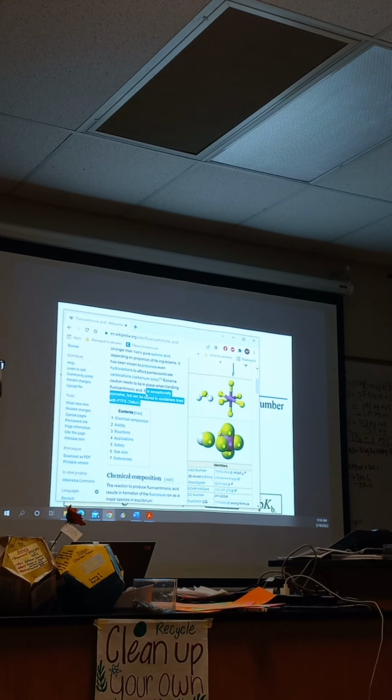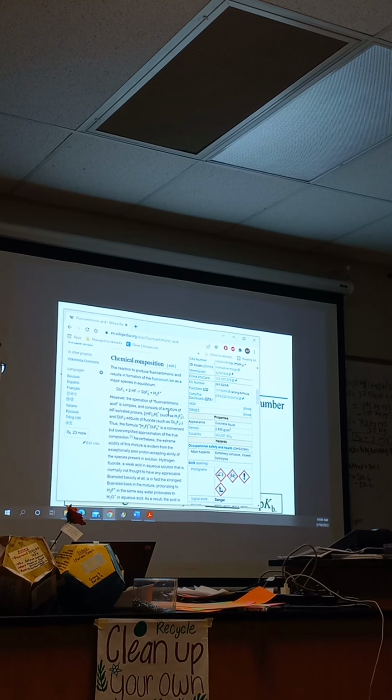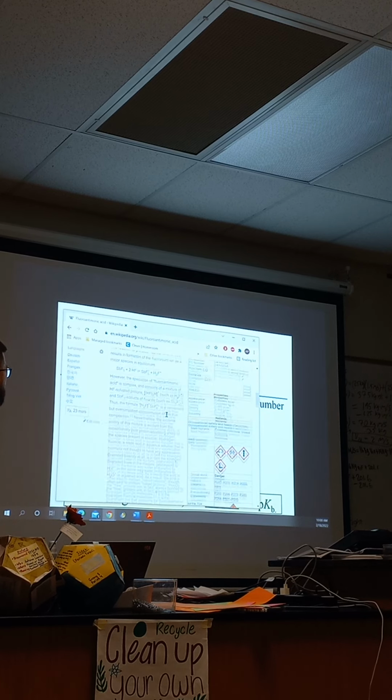Look, the only thing it can be stored in is Teflon. Oh my god. Well, Teflon's a high resistance fluorine compound, right?